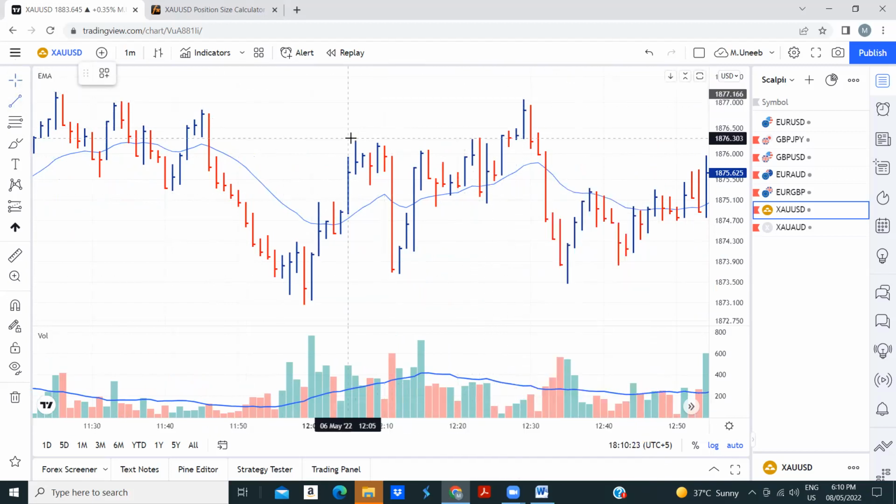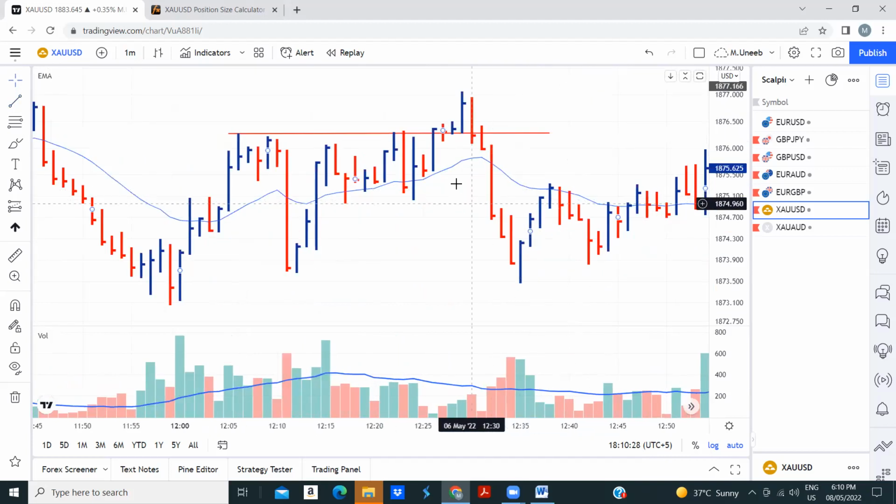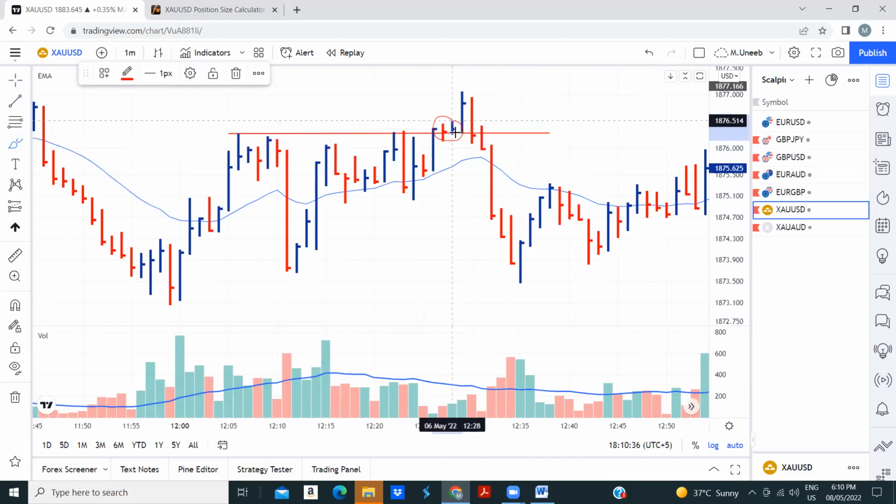Failed or successful? Now, during the breakout, what happened? The price spread is increasing. Then the price spread decreased during the breakout. But what happens to the spread? Volume.